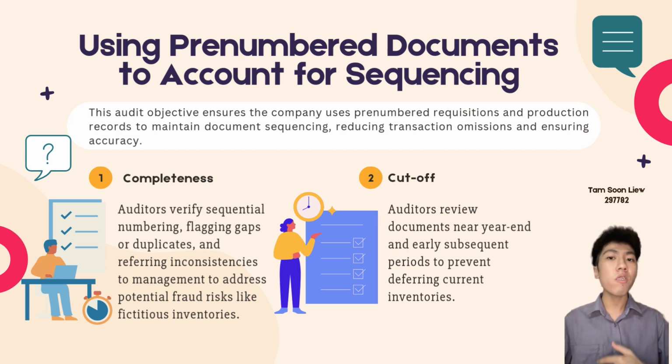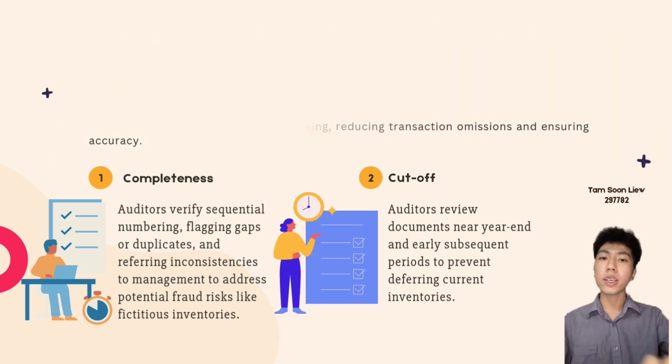On the other hand, the cutoff assertion ensures inventories are recorded in the correct accounting period. Auditors should review records dated near year-end and early subsequent periods. For example, production completed by December 31st should be recorded in the current financial year, preventing inventory misstatement across periods.